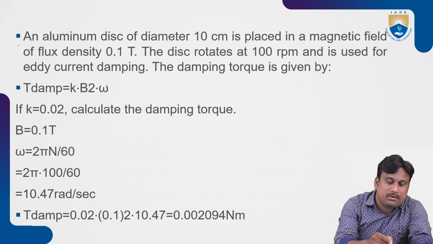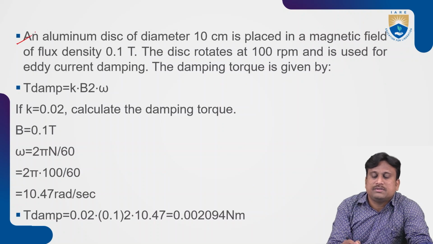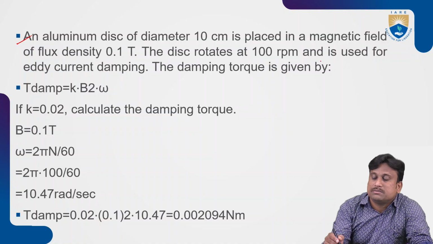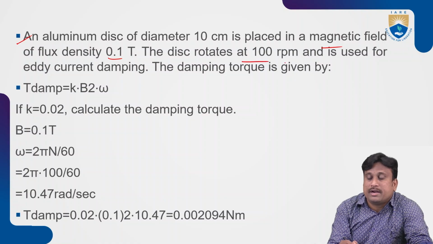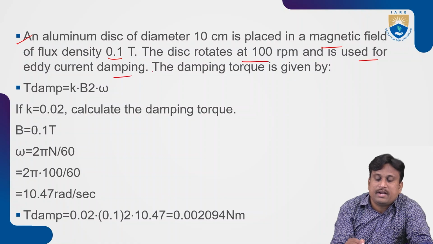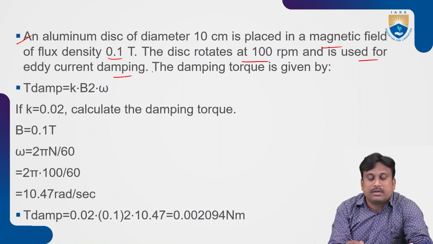And one more problem is given with an aluminum disc, which has a diameter of 10 centimeters and is placed in a magnetic field of flux density 0.1 T. The disc rotates at 100 RPM and is used for eddy current damping. So what is the damping torque?